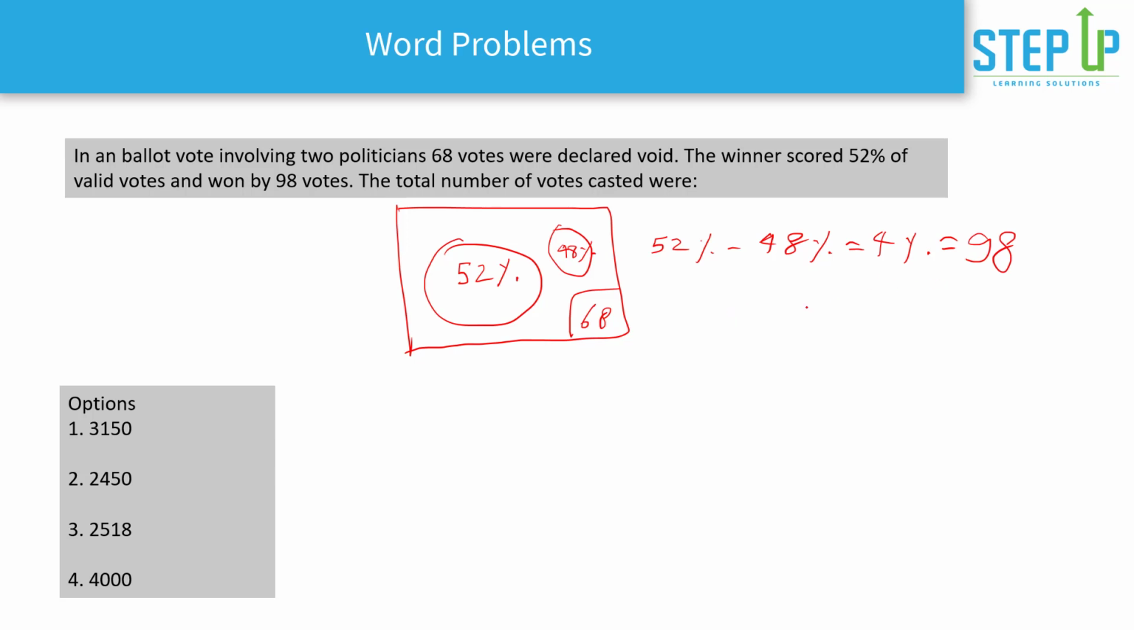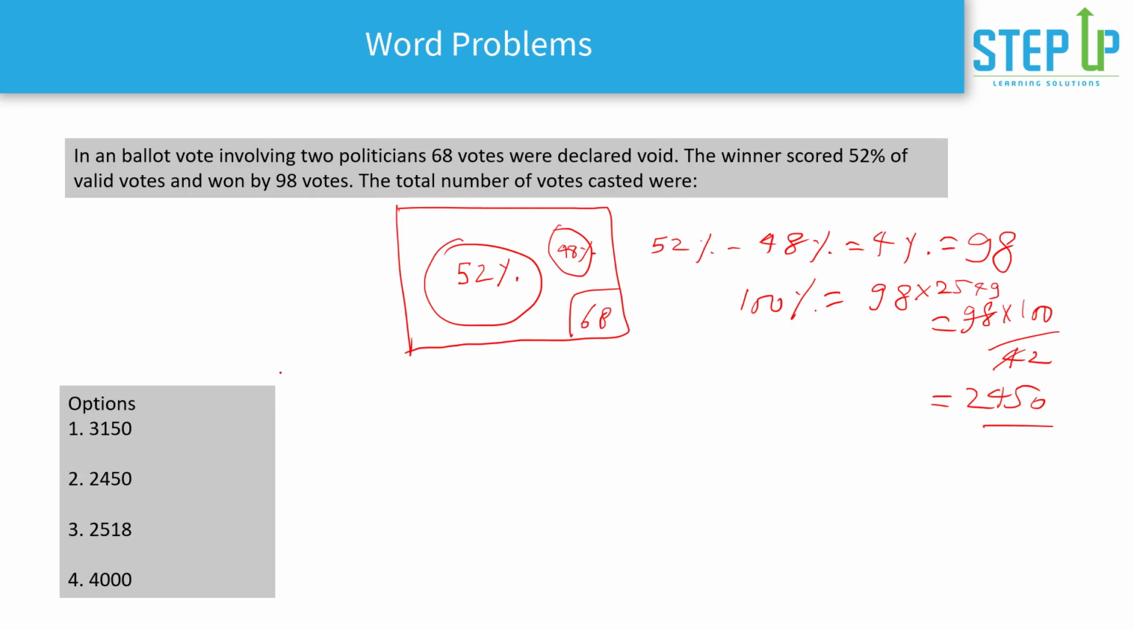So if 4% is 98, how much is 100%, which is the total valid votes? Sorry, this is 98. This 4% has to be 100%, so it will be 98 into 4. You can multiply here by 25, here also by 25. Or what you can do is you can say 98 into 25, you can write 100 by 4 if you don't like calculations. Let's say 2 into 2, 4, 2 into 49, 98, 4900 by 2, which is nothing but 2450.